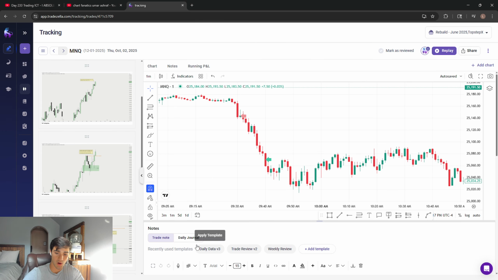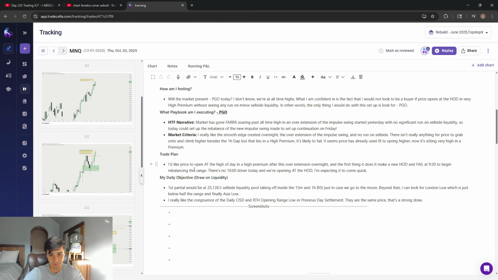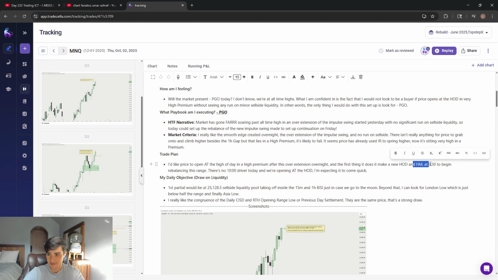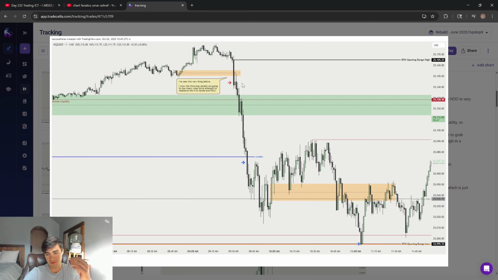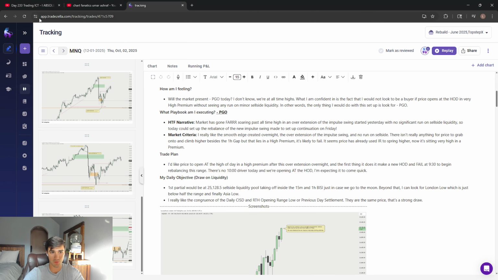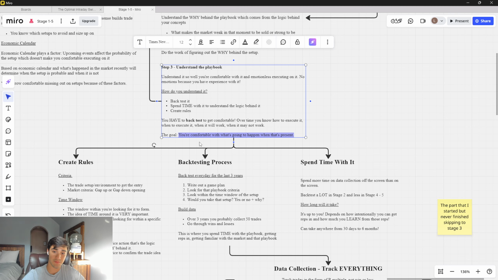I was so comfortable with executing this playbook. I knew exactly what time it was going to happen if we look at my trade plan. I wanted to see it happen at 9:30, and guess what? It happened at 9:30, and I was able to sell it right then and there because I'm extremely comfortable with it, and I have a really high conviction in what is likely going to happen because I've done the work of back testing that playbook. That's the only way you can get good at it. It's the only way you can truly understand it. And that's the only way you can go in there, know it's there, and then repeat that.